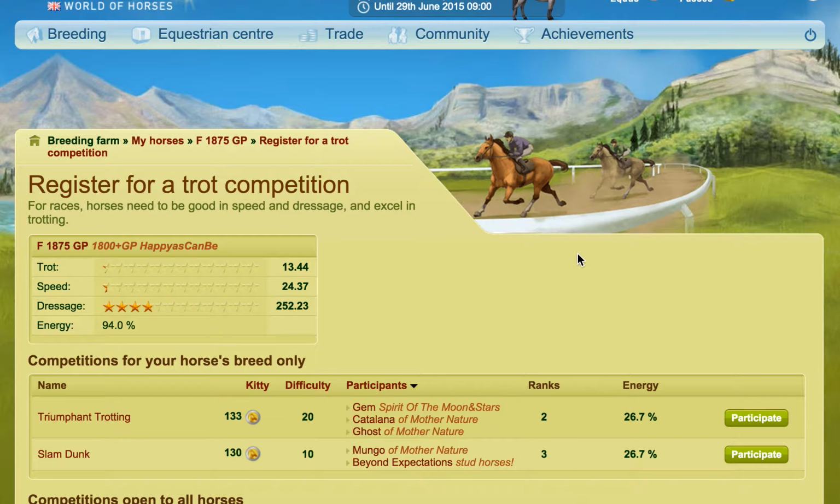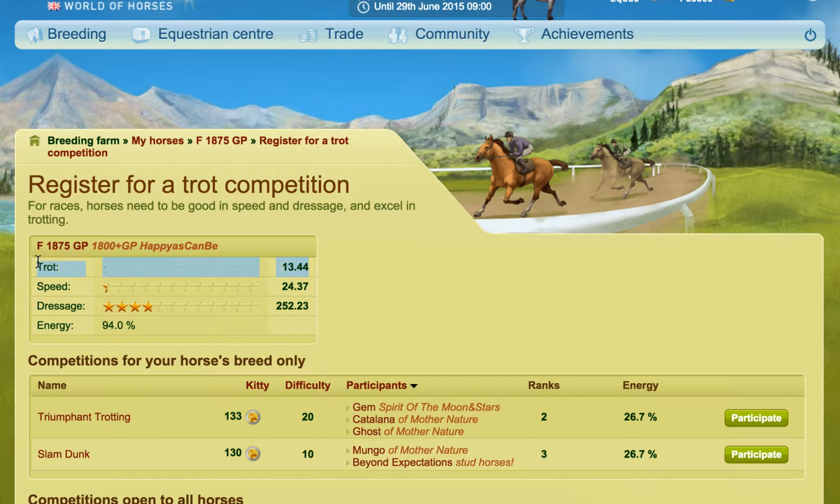So the first thing to note is the skill that's at the top of the box is the primary. And the primary has the most influence in terms of how well the horse does in the competition. So if you want your horse to do well, you want to have a horse that has good trot skills, for example, in this example. And speed and dressage, while they are secondary to that, they're still an important component of that.